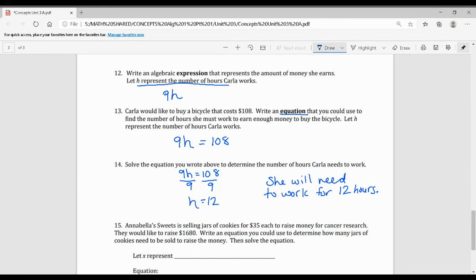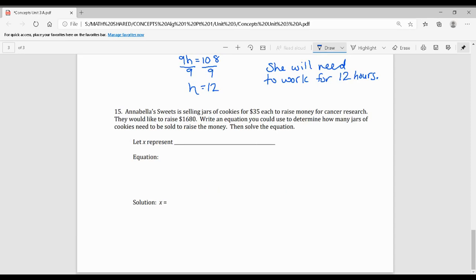Any questions? Okay, let's look at 15. 15 says Annabella's Sweets is selling jars of cookies for $35 each to raise money for cancer research. They would like to raise $1,680. Write an equation you would use to determine how many jars of cookies you would need and then solve.